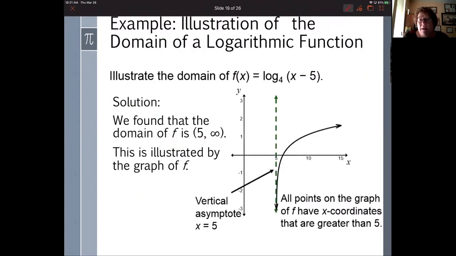And if you graph it, as I said, when you subtract 5 from x, that is a shift to the right. Everything gets shifted to the right. The vertical asymptote gets shifted to the right, as does the domain. So the domain of this function is going to be all the numbers to the right of 5, or from 5 to infinity.